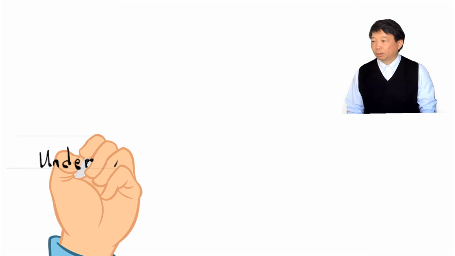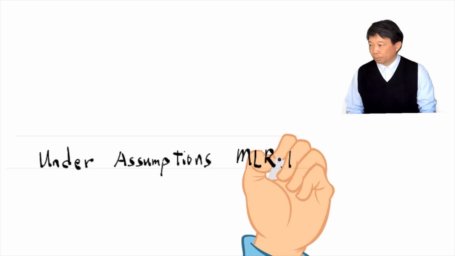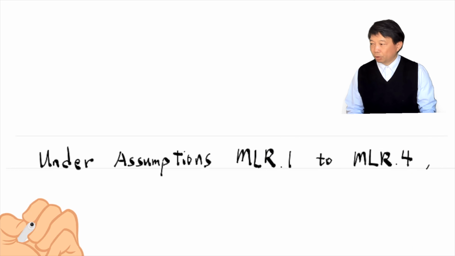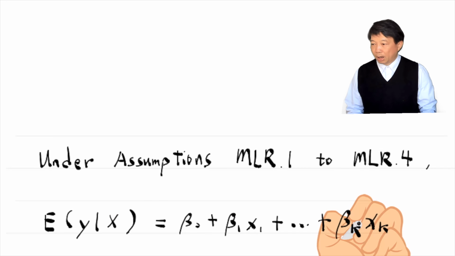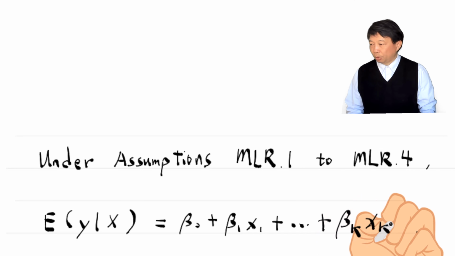Remember that under the multiple linear regression assumptions 1 to 4, especially the zero conditional mean assumption, the expected value of the outcome variable conditional on the explanatory variables is as follows. The coefficients, beta, are the effects of the x on the expected or average value of y. Therefore, the OLS estimates, beta hats, are estimates of how the average of y changes when the explanatory variables change by 1 unit.